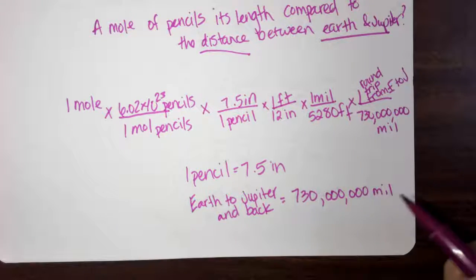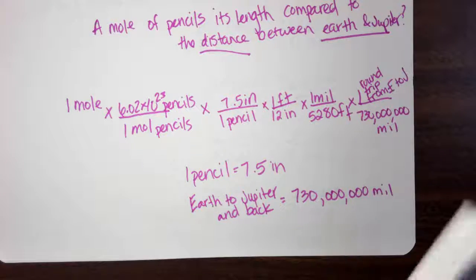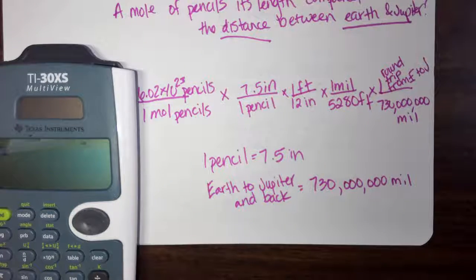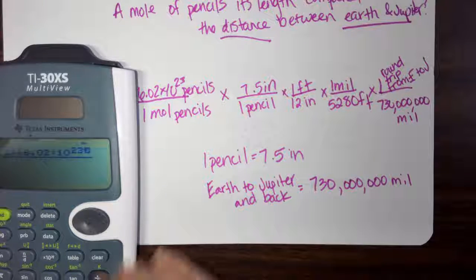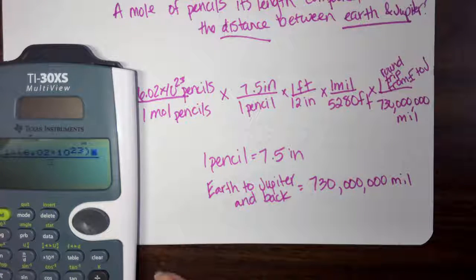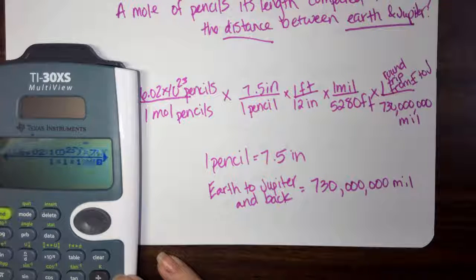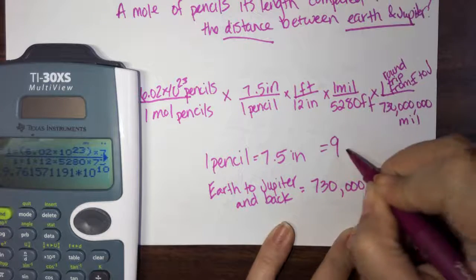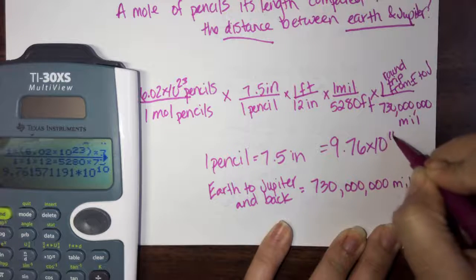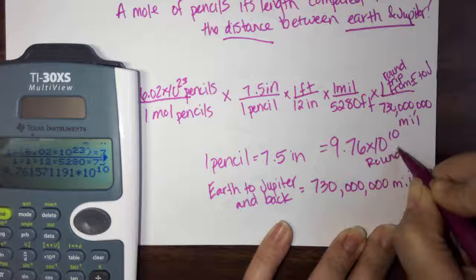Okay, and so then now we just plug it into our calculator, because we have our full equation. So 1 times 6.02 times 10 to the 23rd times 7.5 times 1 times 1 times 1, and then divided by 1 times 12 times 5,280 times 730 million. Excuse that bell, we're working during lunch. Okay, so your total is 9.76 times 10 to the 10th round trips.